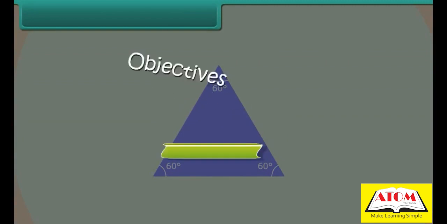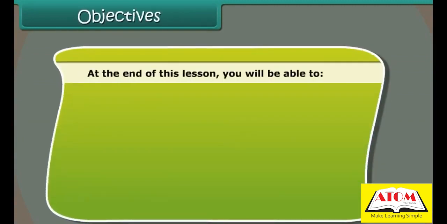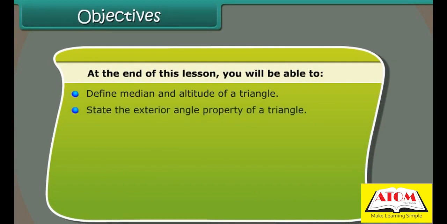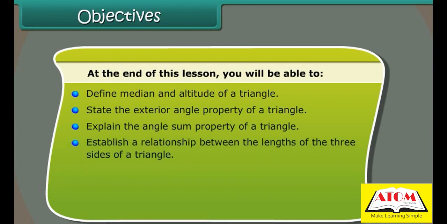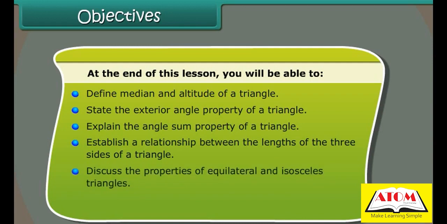Objectives. At the end of this lesson, you'll be able to define median and altitude of a triangle, state the exterior angle property of a triangle, explain the angle sum property of a triangle, establish a relationship between the lengths of the three sides of a triangle, discuss the properties of equilateral and isosceles triangles, explain the Pythagorean property of a right-angled triangle, altitudes and medians of triangle.